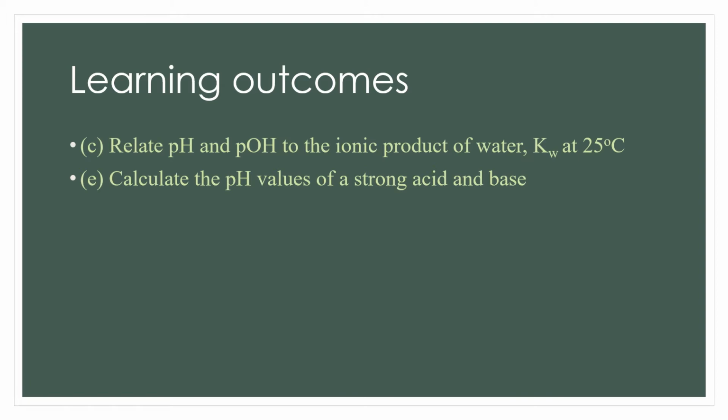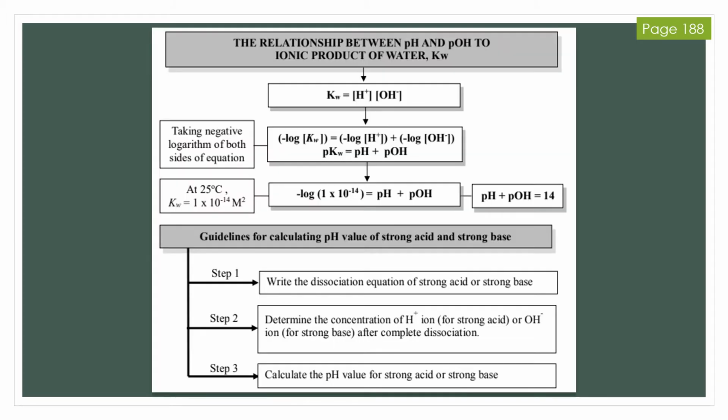So I assume you have already covered the equation for the pH in the lecture. So we can proceed directly to how to calculate the pH for the strong acid and the strong base. You can refer to your module, page 188. These are the relationships between the pH and the pOH to the ionic product of the water, Kw. So if you can see here, Kw will be equal to the concentration of hydrogen plus times the concentration of OH minus.